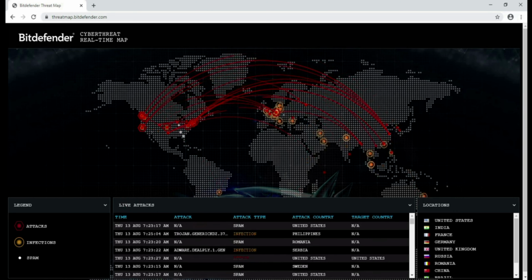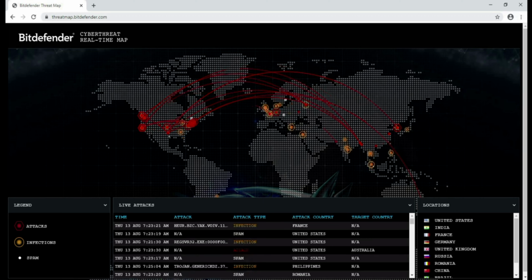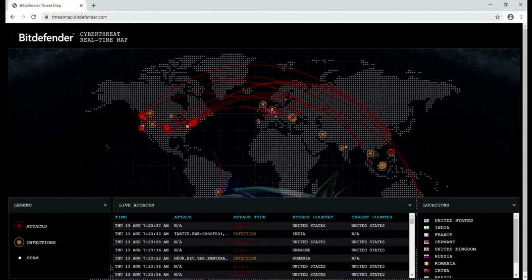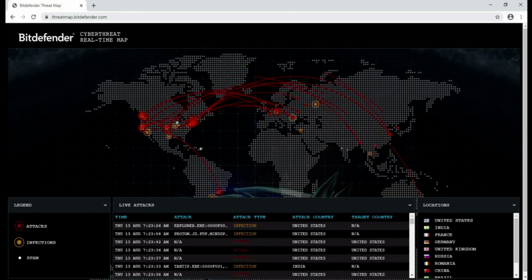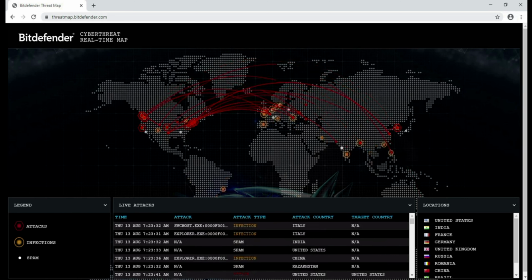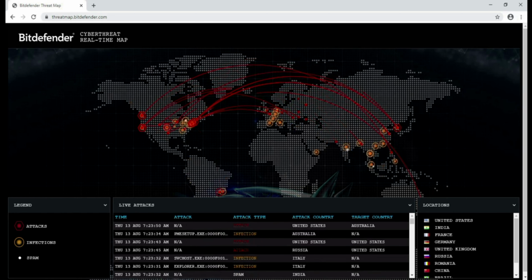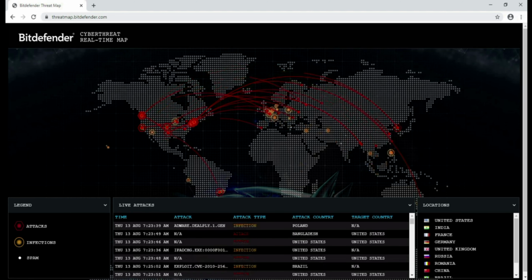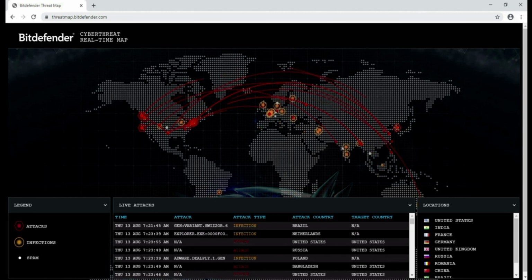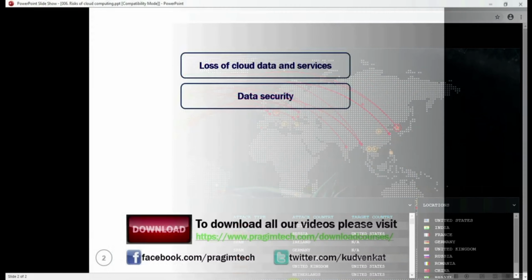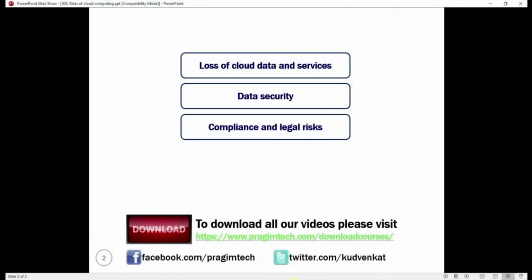So the point that I'm trying to make is, by placing your data in the cloud, you're relying on the cloud service provider to protect your data. And the fact is, your data is only as secure as your cloud service provider. However, best practices like encryption, two-factor authentication, auditing, reviewing and rotating access keys and credentials can reduce the security risk to some extent.